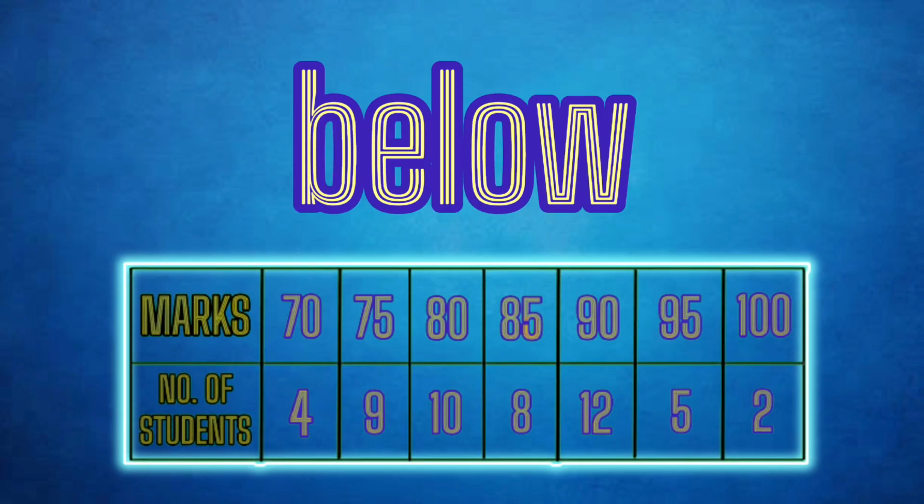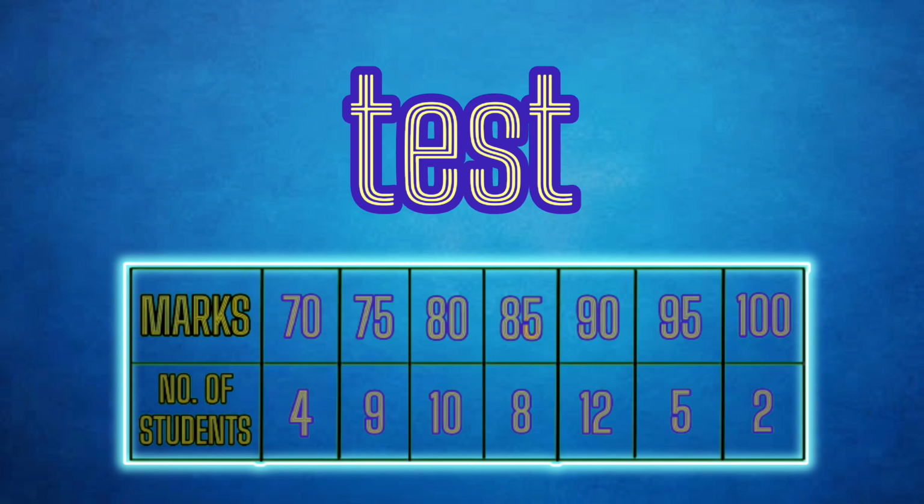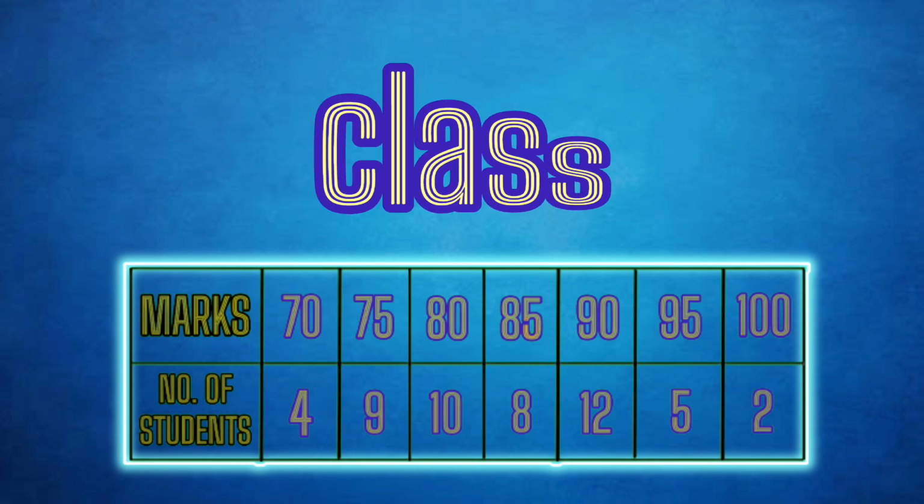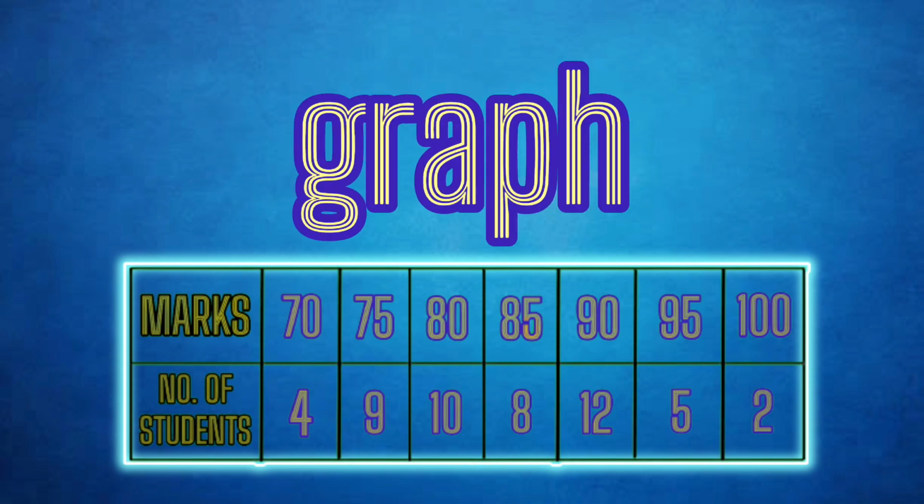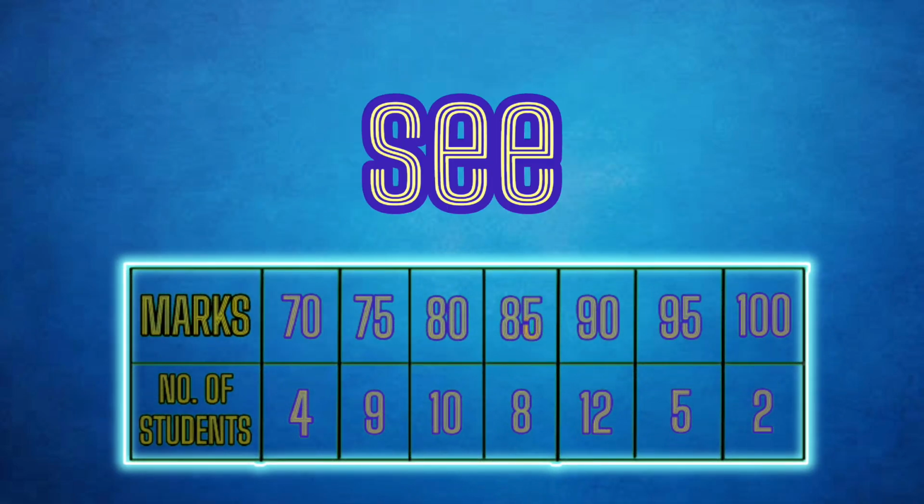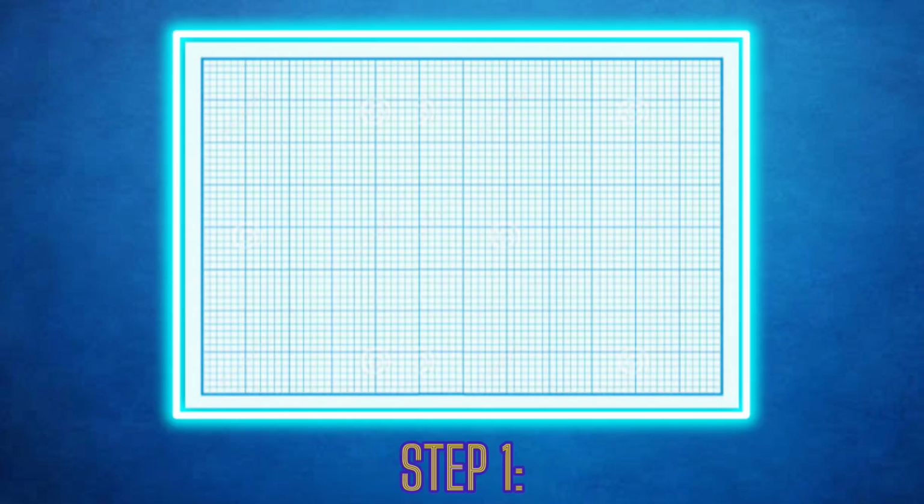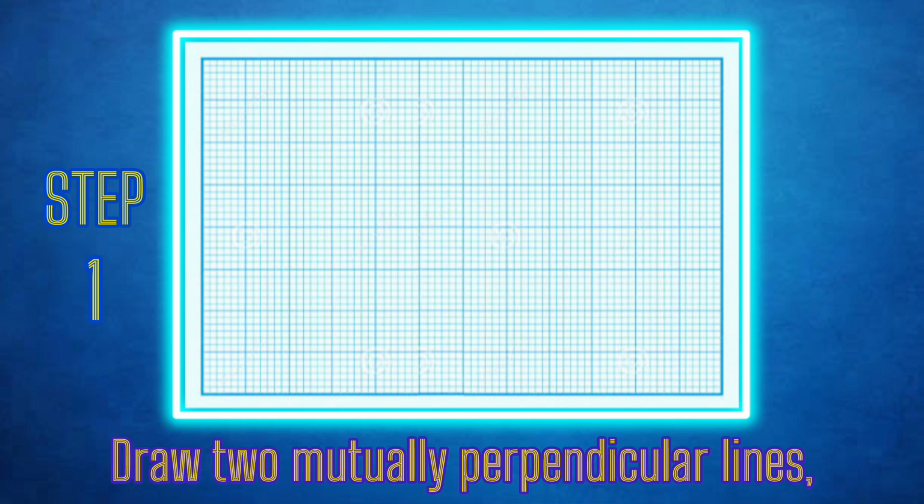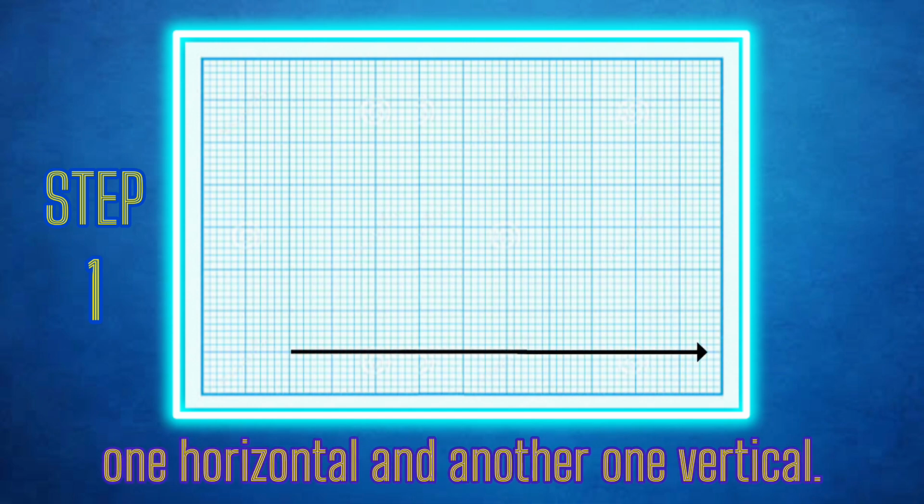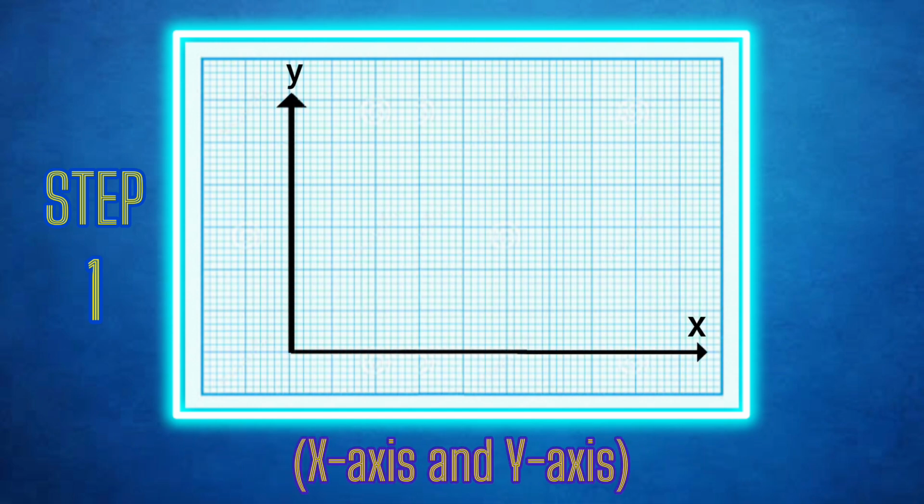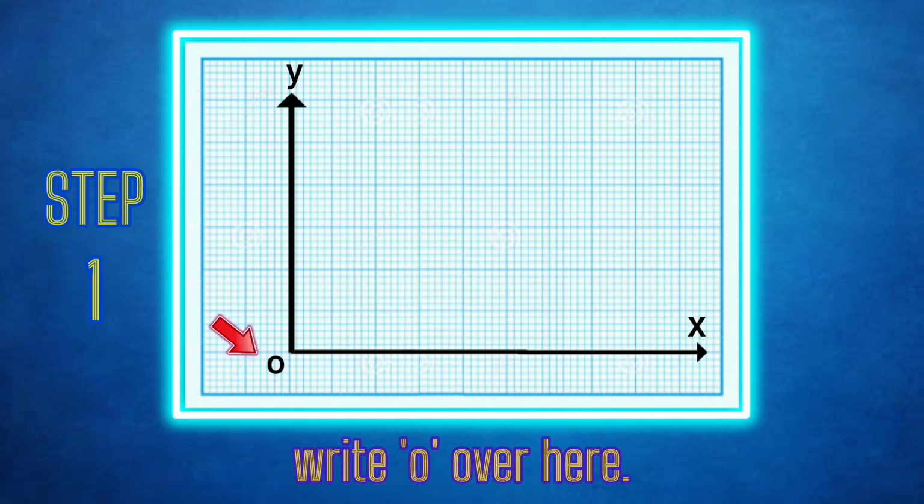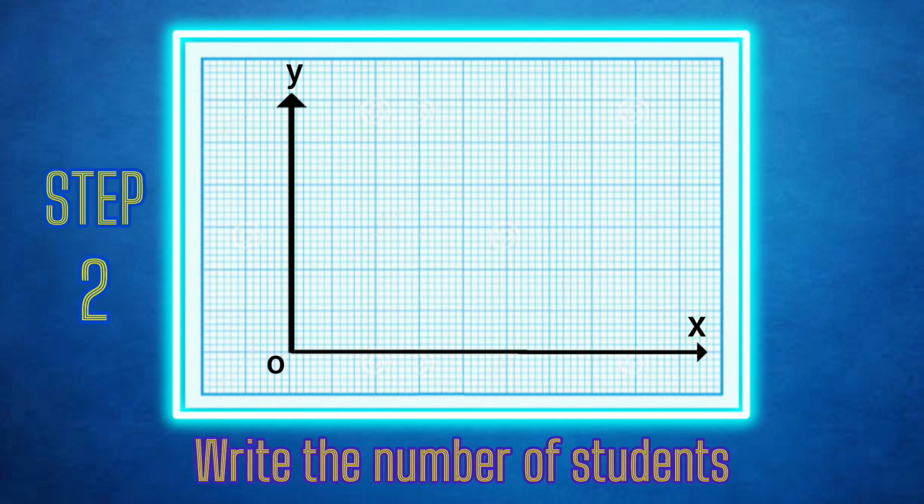Okay, so the table below shows the marks obtained in a math test out of 100 by the students in class 5. So now we should draw a bar graph to represent this data. So let's see how to do so. Step 1. Draw two mutually perpendicular lines, one horizontal and another vertical, the x-axis and y-axis, and write O over here. Step 2. Write the number of students over here.